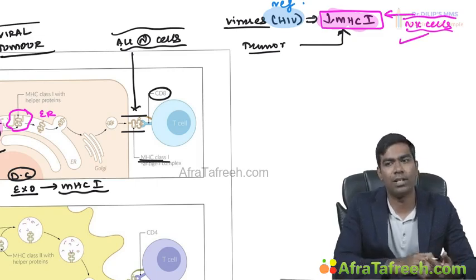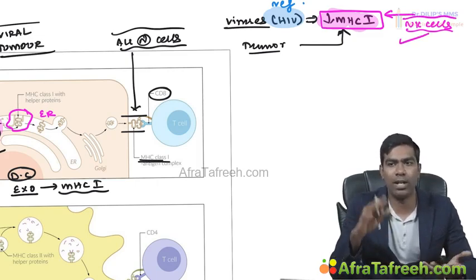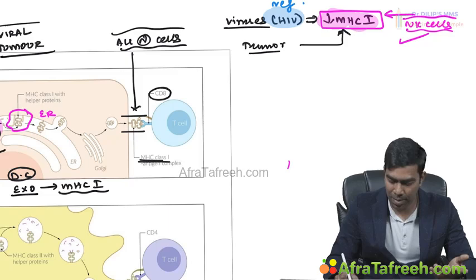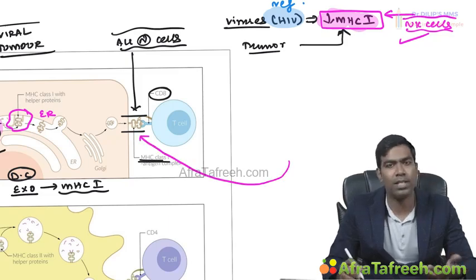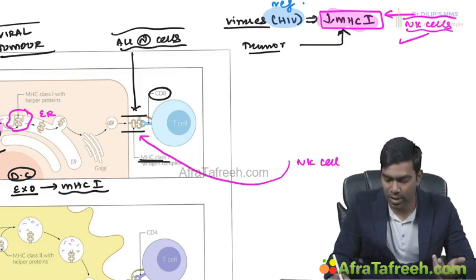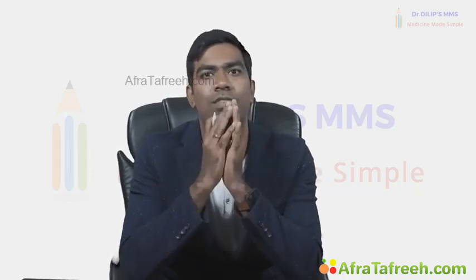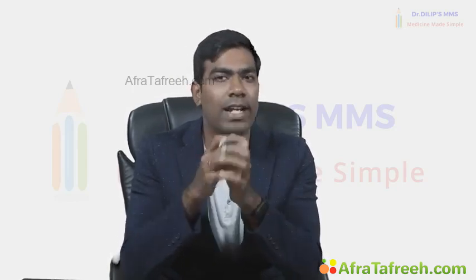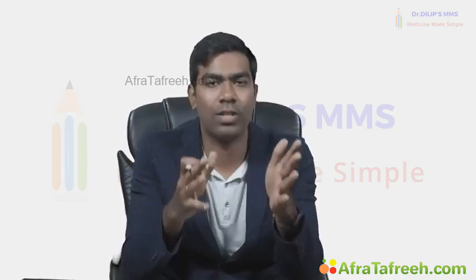NK cells will make sure that a cell which has no or little expression of MHC class 1 should be killed. Why? Because this MHC class 1 is not only recognized by CD8, it can also be recognized by NK cells through special ligands. They have a watch. They see, is this cell really self? I told you MHC class 1 is an expression of self. So any cell that has reduced expression of MHC class 1 is definitely going to get exposed to NK cells, because NK cells have a watch on this MHC class 1.